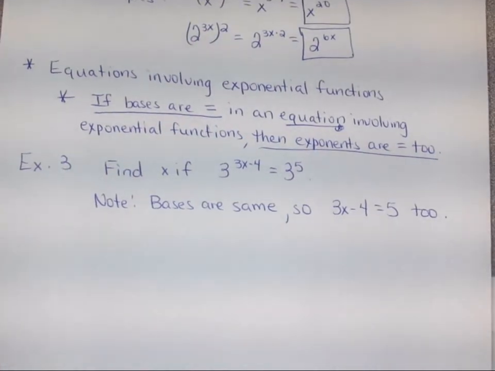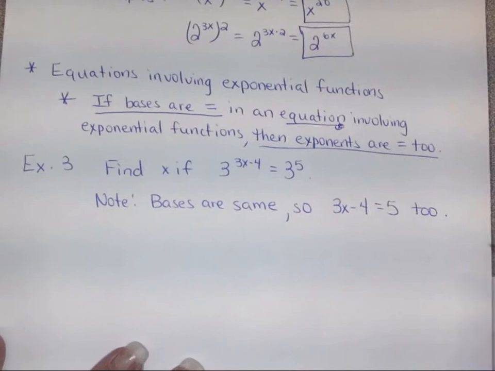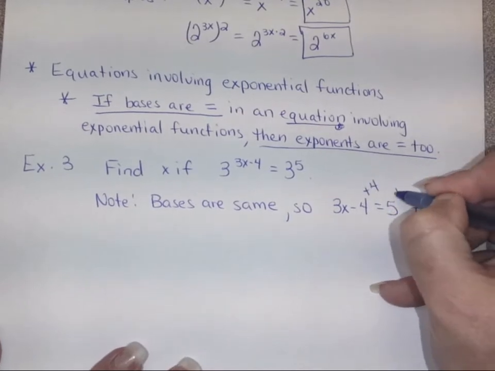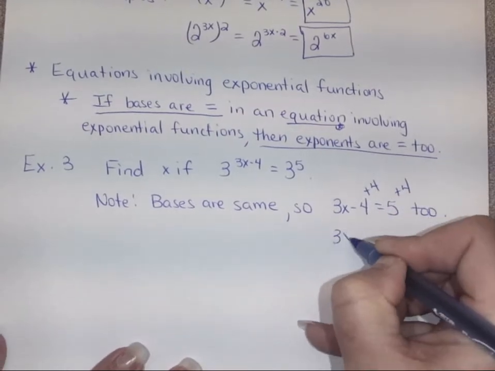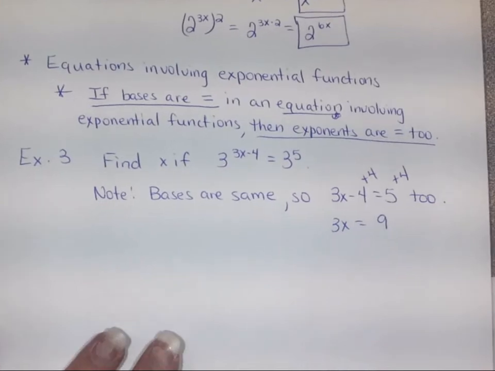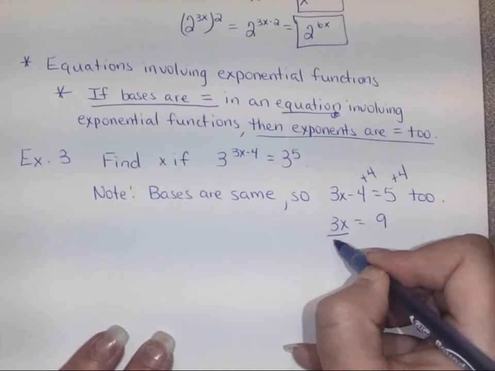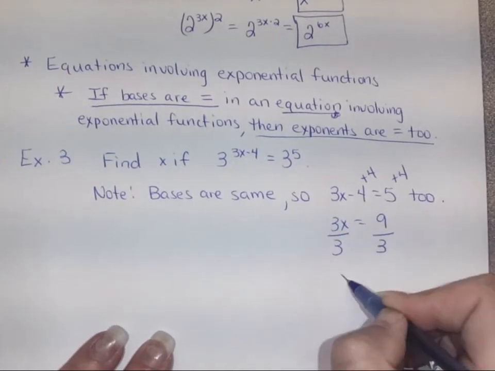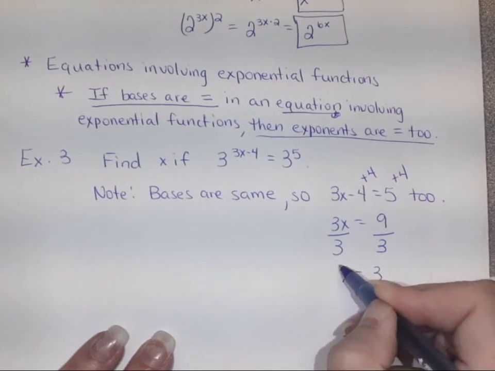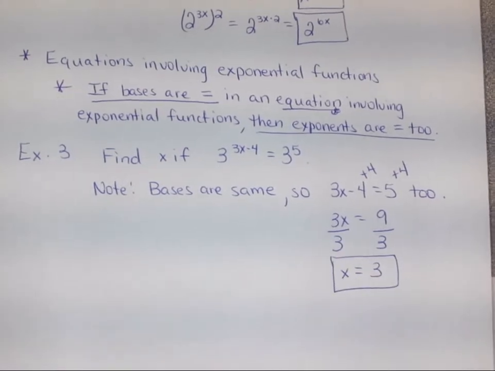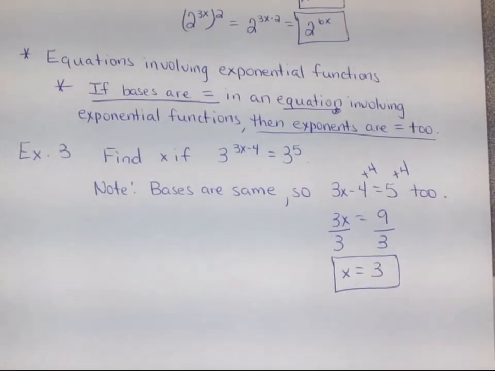And notice that's a pretty easy solving, right? So we can just add 4 to both sides. So we get 3x equals 9. And then what's the last step? Divide by 3. So what must x have been? 3. Okay.